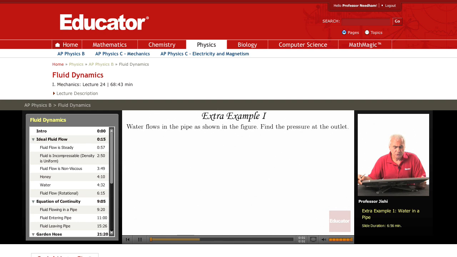I will go now through two extra examples that illustrate fluid dynamics. In the first example, we're given some information on the figure. We have a pipe, say, we have the intake here and the outlet here.